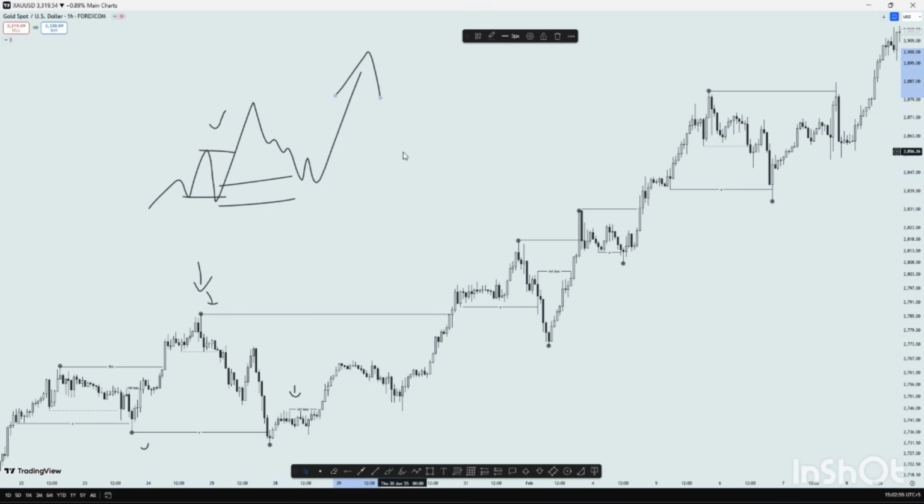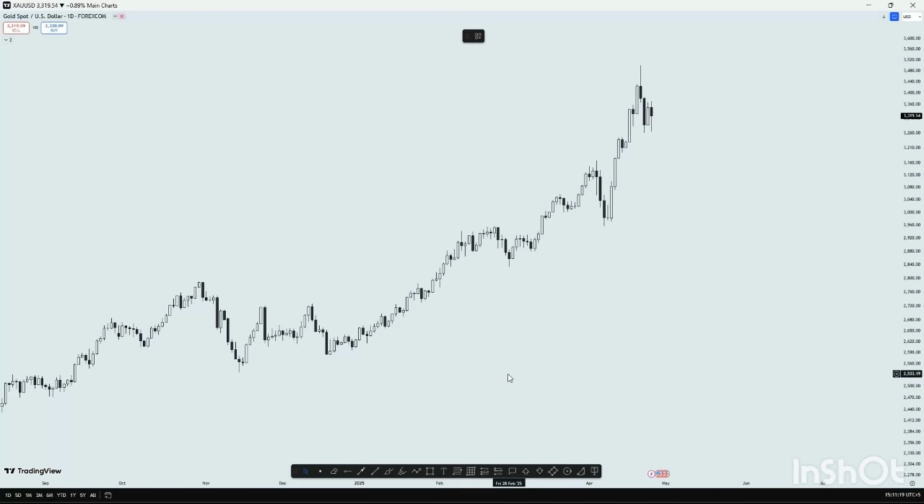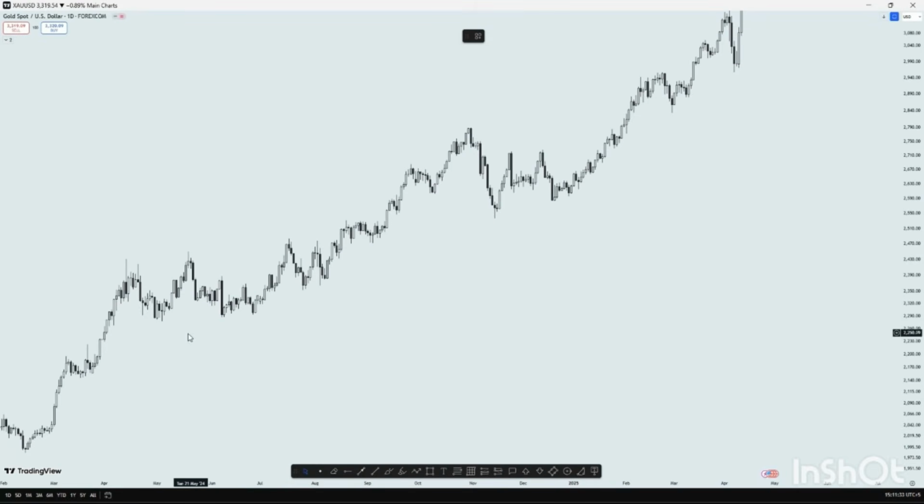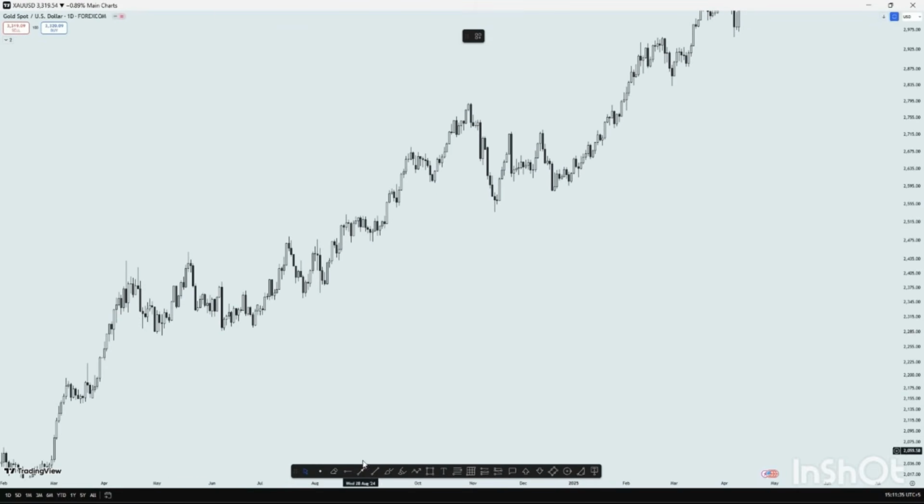Whatever we have read about the structure, let's implement it in different time frames and see if those things really work or not. So right now we have a daily time frame, and if you see here, the same thing is being repeated as we did earlier.